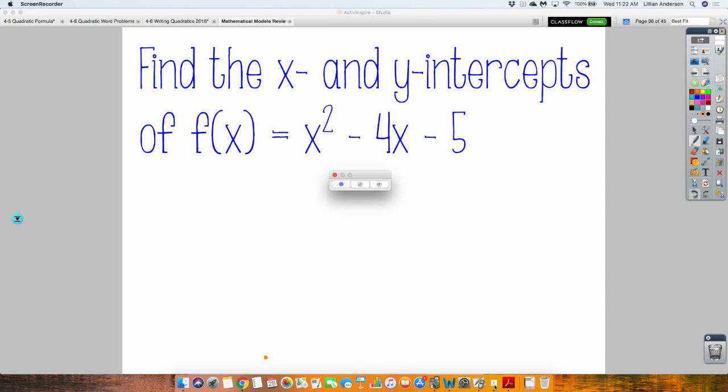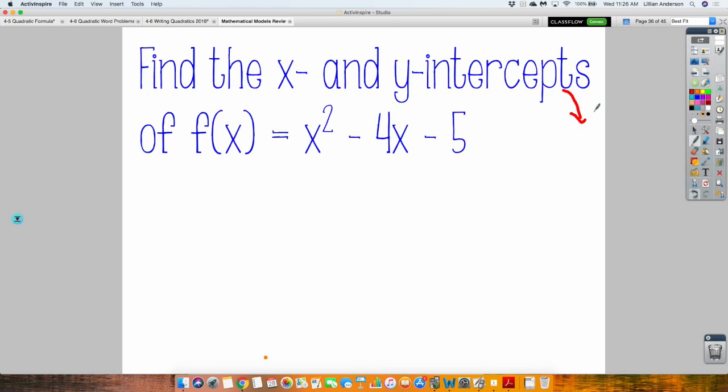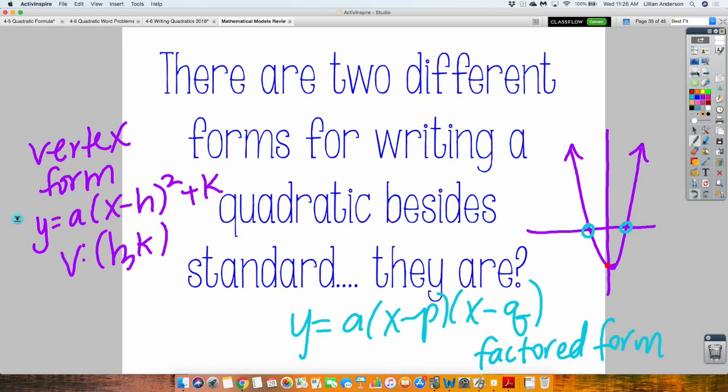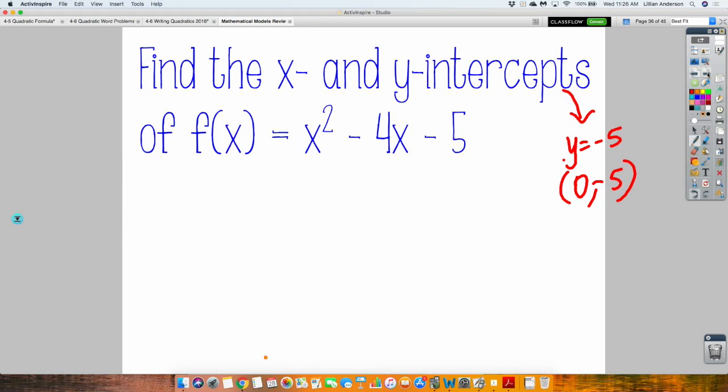So, find the x and y intercepts of this quadratic here on your desk. It is in standard form, so your y-intercept is what? -5. Y equals -5, or (0, -5) as a coordinate. The x-intercepts are where your graph crosses the x-axis. In other words, factored form, which means you are going to need to factor this.